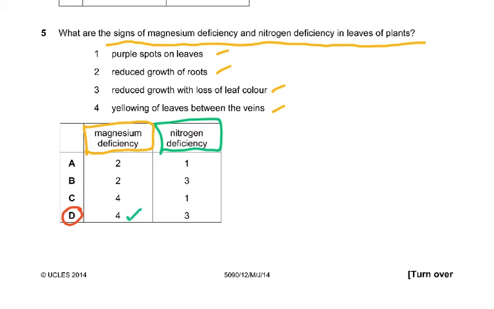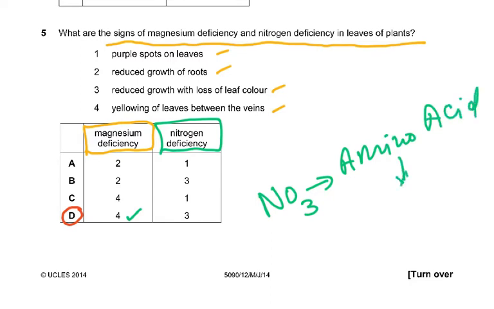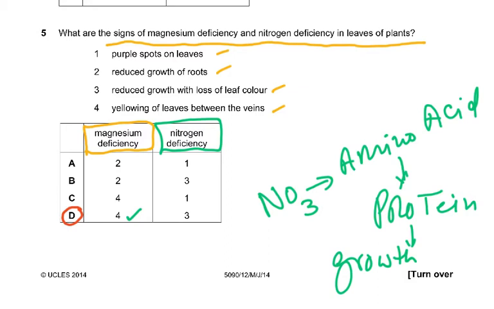And 3 was the reduced growth with loss of color. So reduced growth with loss of leaf color would be, of course, nitrogen deficiency. Why? Because nitrates are required for amino acids, and amino acids are required for protein. So you have to always remember nitrates, amino acid. This is how you're going to remember it in the exam. Amino acid to protein, and protein is needed for growth. So that is why this was the answer.